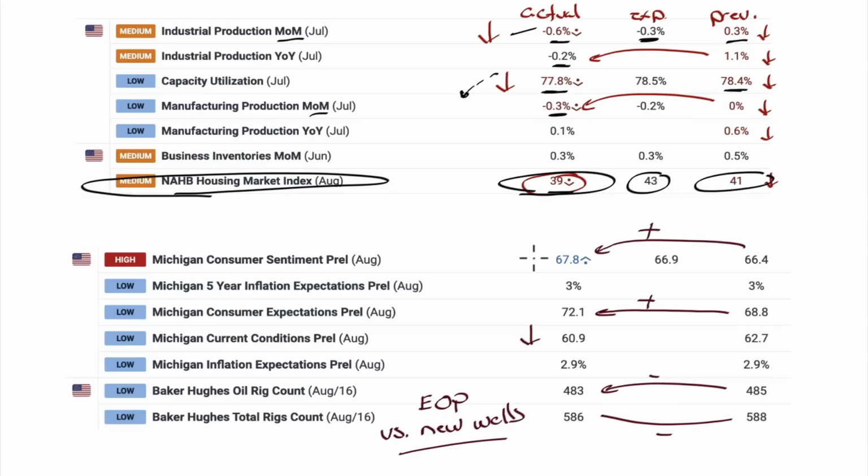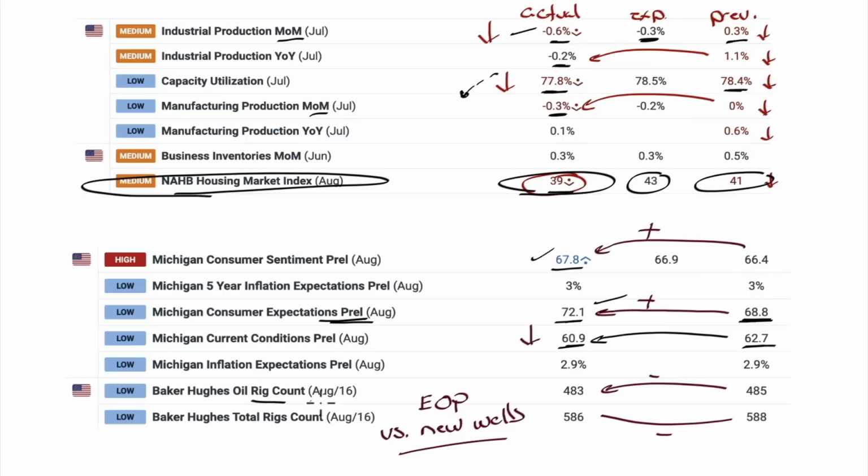Michigan consumer sentiment, kind of bucking the trend here. The underlying economic data appears to be deteriorating. 66.4 up to 67.8. That's a fairly big jump. Consumer expectations, 68.8 to 72.1. We look at current conditions, 62.7 to 60.9, but we expect it to get better. That could be optimism with the upcoming election. Democrats are optimistic. Republicans are optimistic. Everyone's optimistic because everyone thinks their guy's going to win, or their person's going to win.